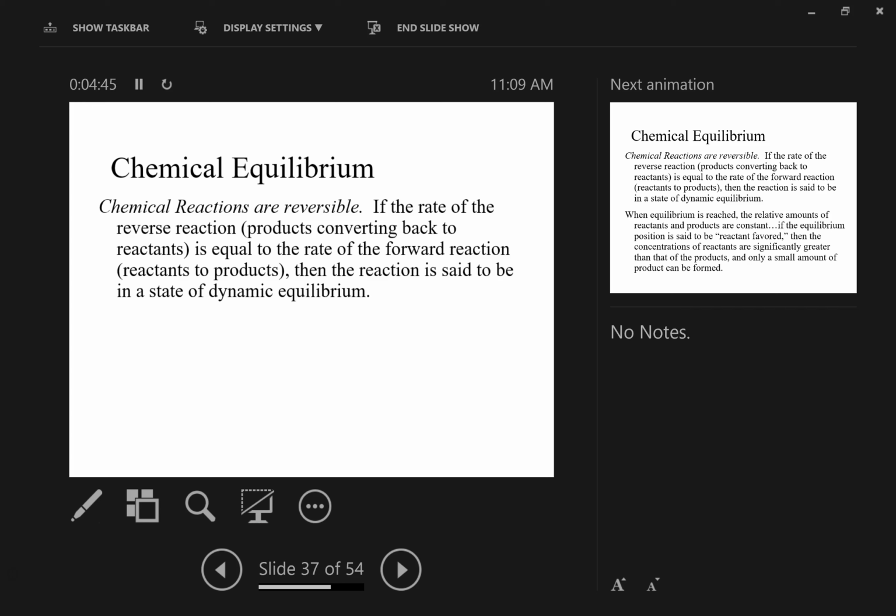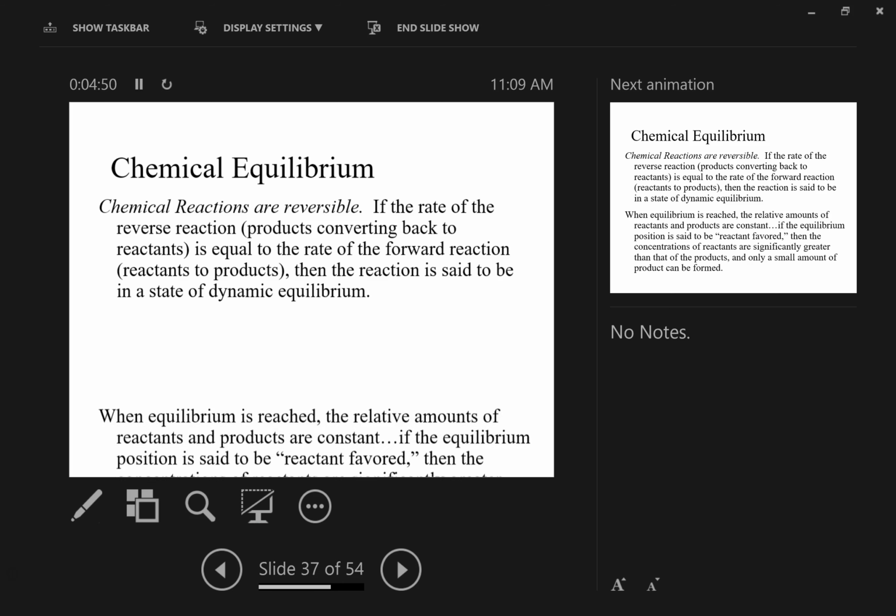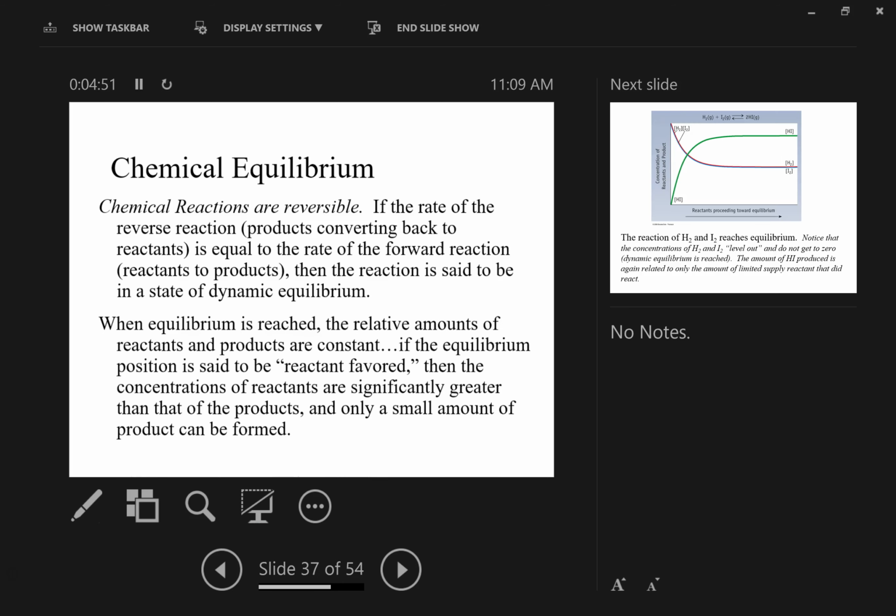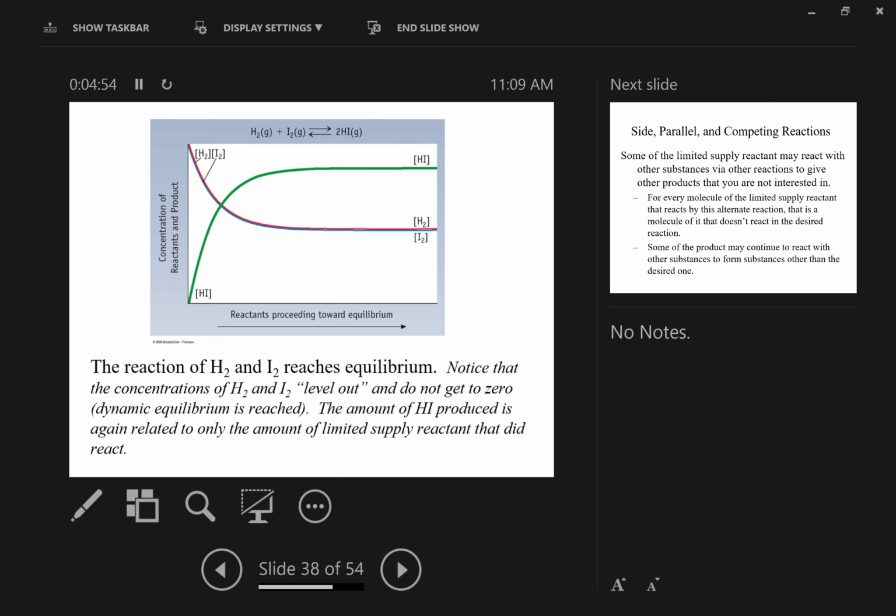It's never going to go to what we say completion. It's going to be going from right back to left again as well. Okay. So I have an example to show you here.